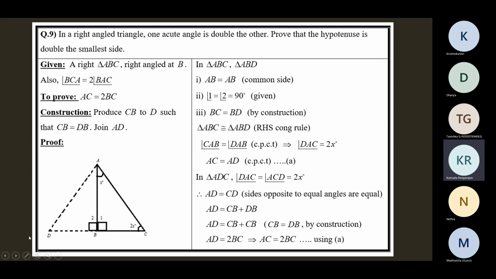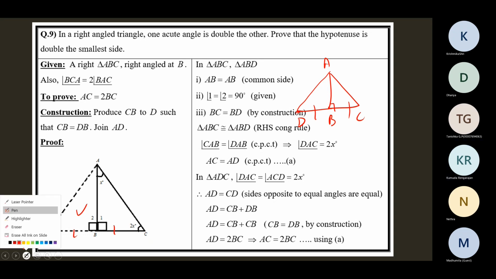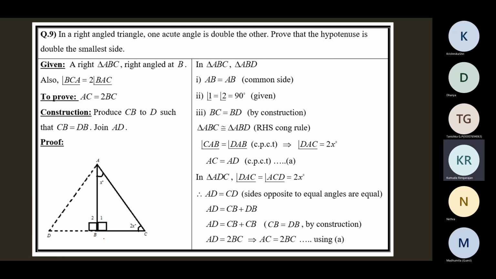So we have to produce CB to a point D such that CB is equal to DB. Okay. So that is possible. A, B, C. To a point D such that DB is equal to CB. That's possible. And then it's also possible to join AD. So join AD. Like this, we get another triangle. So produce CB to a point D such that CB is equal to DB, and then join AD. Now see the proof.